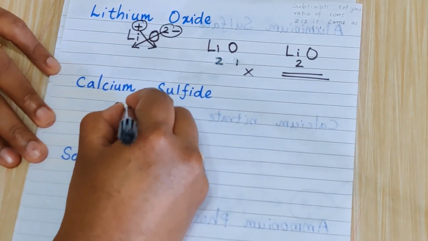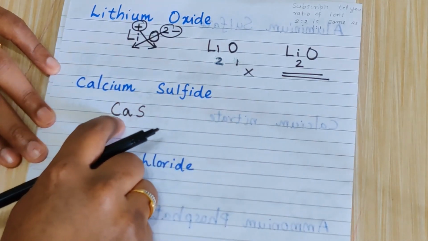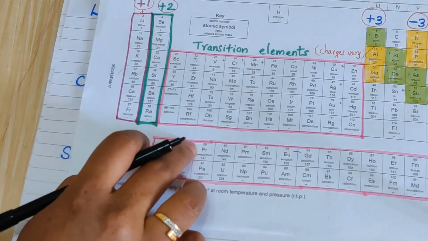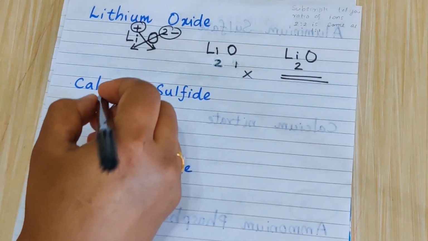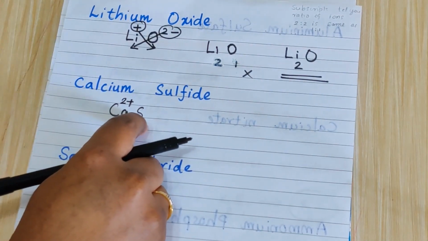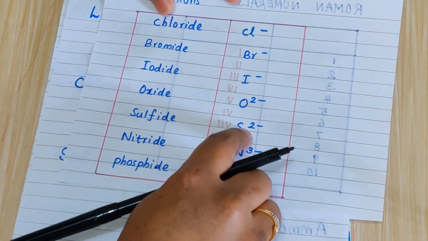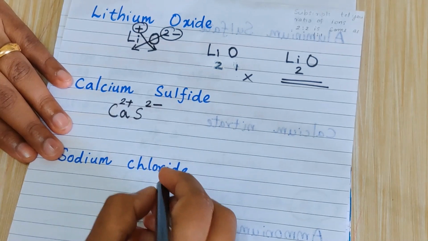Symbol of calcium is Ca and sulfide is S. Okay, what is the charge of calcium? Calcium belongs to group 2, so it carries +2 charge. So we have to write 2 plus. And sulfide has the charge 2 minus, means -2. So 2 minus. What is our next step?